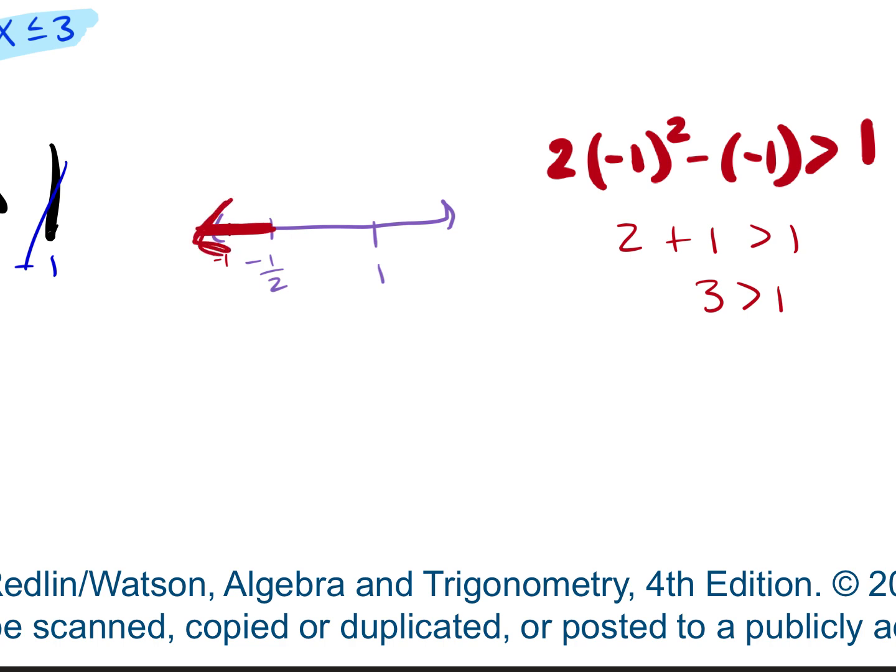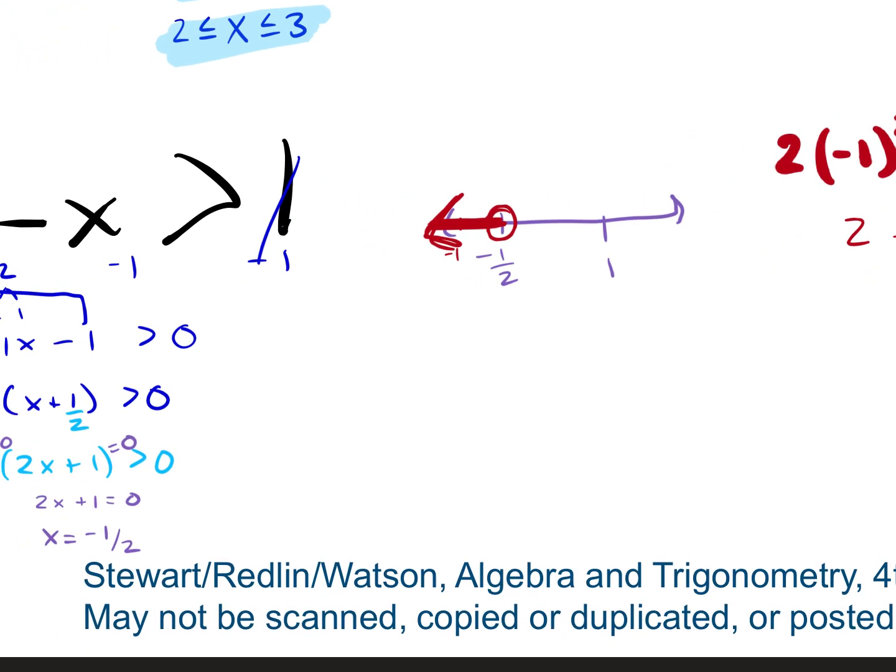And I almost forgot, at negative 1/2, is it going to be an open circle or closed circle? Open circle, because it's a greater than sign. So we put an open circle.